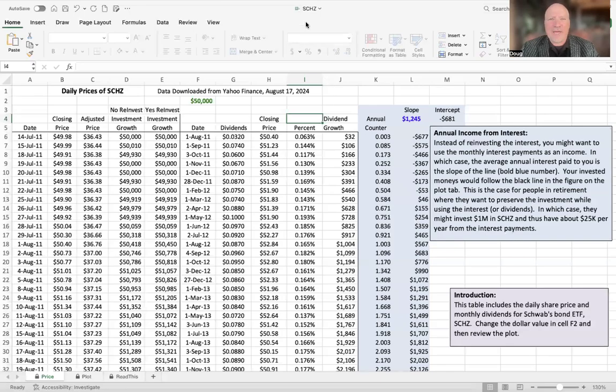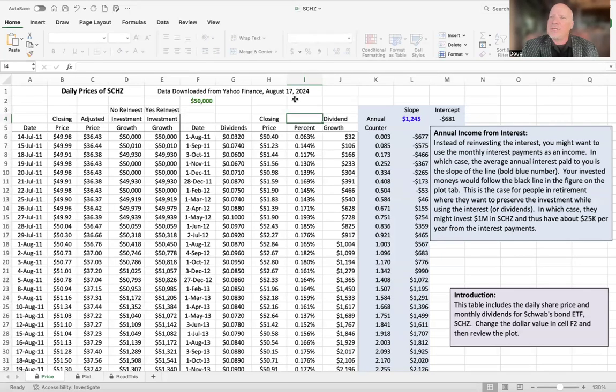Let's have a look at the SCHZ spreadsheet where I've downloaded all the daily prices for Schwab's Aggregate Bond Fund. SCHZ follows the Bloomberg Aggregate Bond Fund, and you can learn more about it on various web pages such as Morningstar, or just go to Schwab's web page. But here we have the daily prices starting in July of 2011, going all the way to August of 2024.